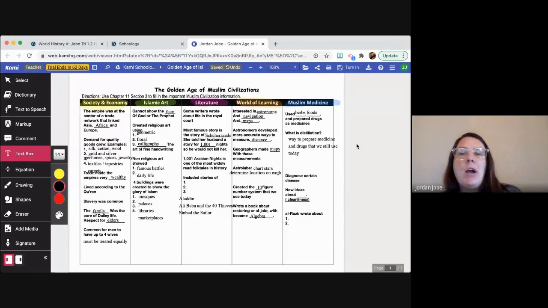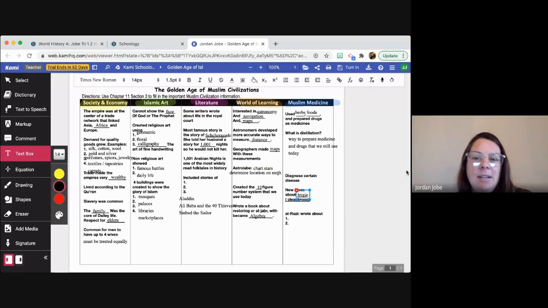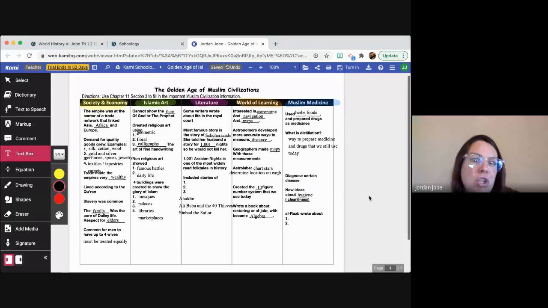Okay, so doctors were also able to diagnose certain diseases. They created new ideas about hygiene, or cleanliness, so the importance of washing your hands, right? Which is a huge thing right now, so make sure you guys wash your hands. Okay, but how germs and infection and disease can spread and how practicing good hygiene can mitigate that spread.